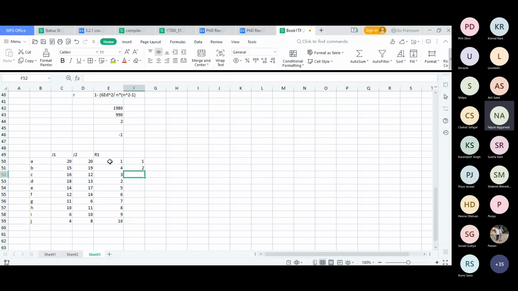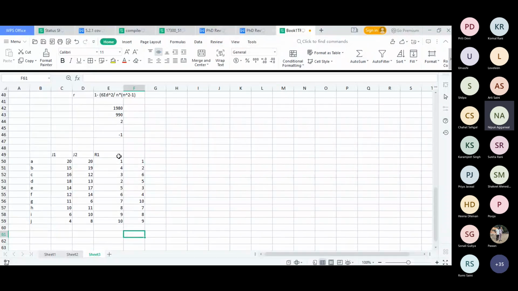After 19, it will be 17. So this will be your third. Then 17, then after 17 we have 14. Then 14, then we have 13, then 12, then 11, then 8, and then 9, and last is 10. So in this way, you can convert this marks data into ranks.